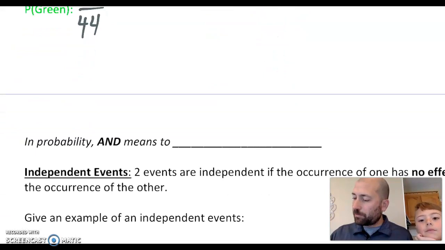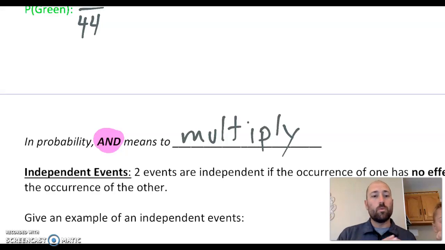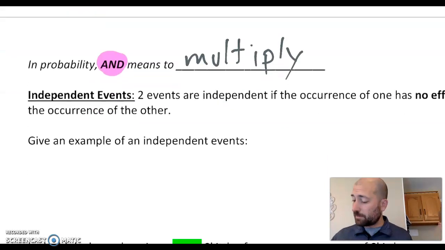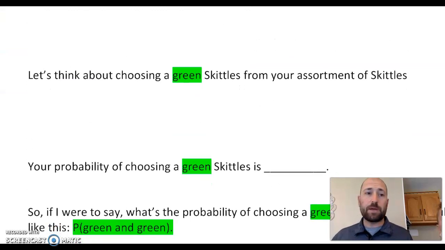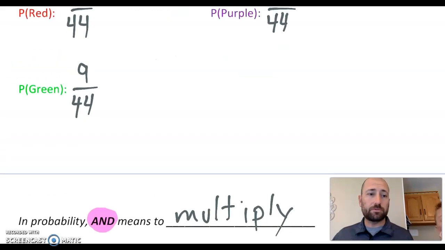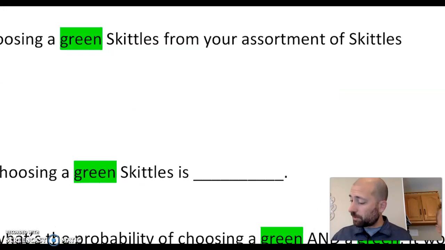If you recall from Friday, we're using the fundamental counting principle. That word "and" is going to mean to multiply. So this first round, we're doing independent probability. That means the one we choose the first time has no effect on what happens on that second time. All right? So if I look at my green Skittles, the probability of getting a green Skittle, if I scroll back up, was 9 out of 44, right?